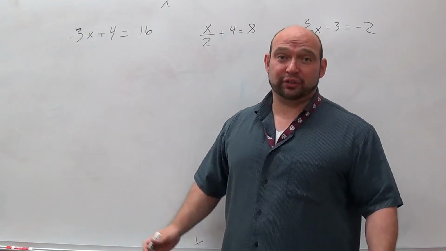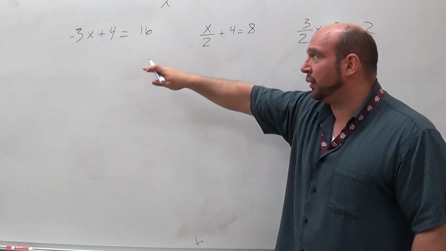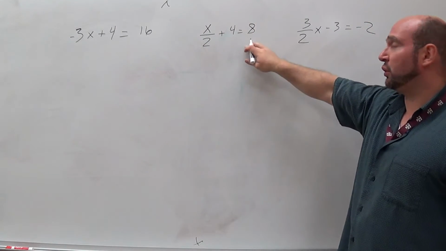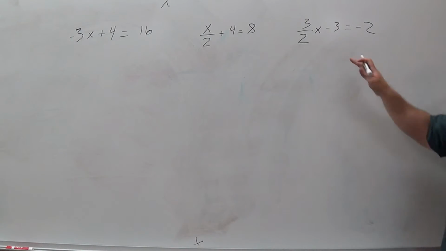All right, guys, today we're going to start talking about solving for x. So I've got a few problems up here. Negative 3x plus 4 is equal to 16. x over 2 plus 4 is equal to 8. And 3/2 x minus 3 is equal to negative 2.